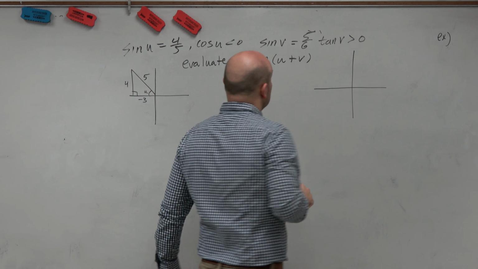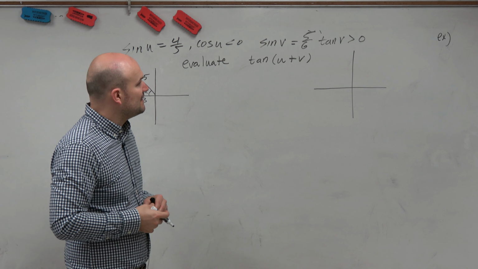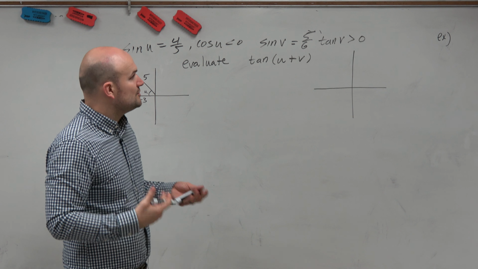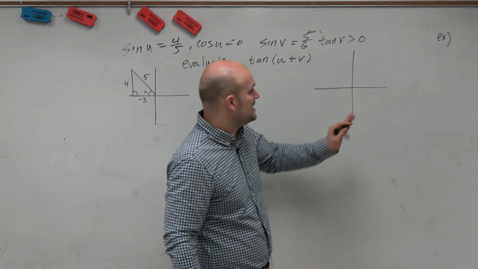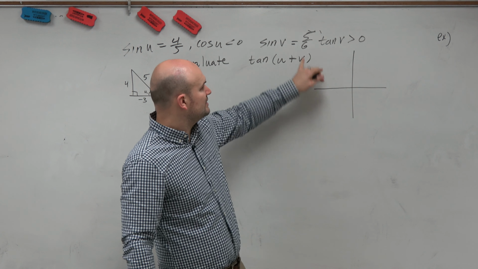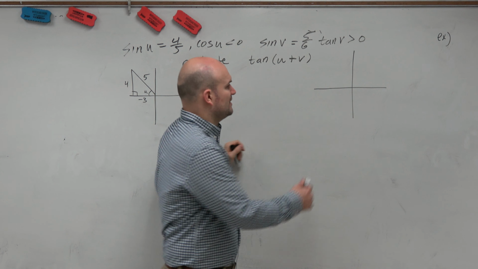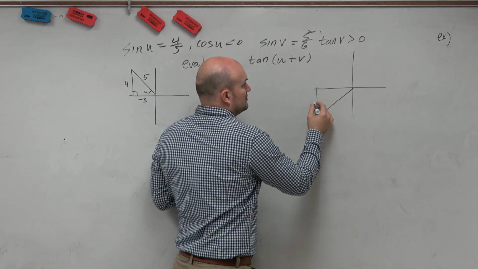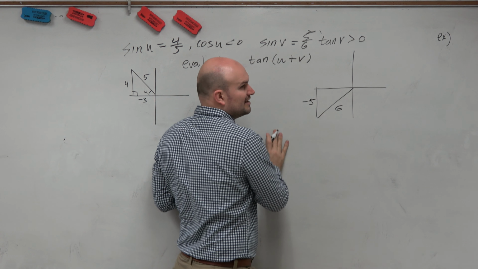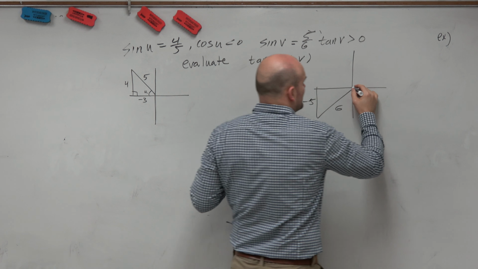So the next one is 5 over 6. So we have v is our angle, and sine of v is positive 5 over 6, but tangent is positive. So we got to think, well, when is tangent positive? Tangent is positive in the first and the fourth quadrants. But if we created my triangle in the fourth quadrant, would the opposite side be positive? No, right? Because the triangle would have to look like this, so that'd have to be a negative 5. And we wouldn't have positive 5 over 6 if we wrote it like that. So our triangle has to be over here.